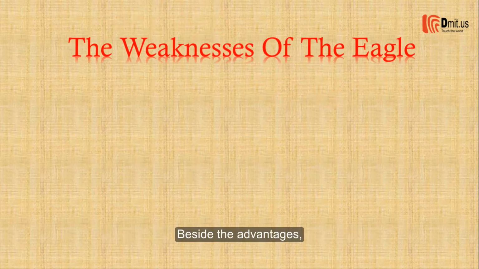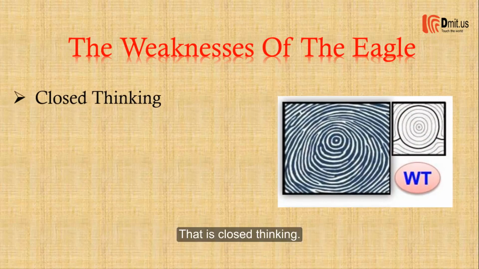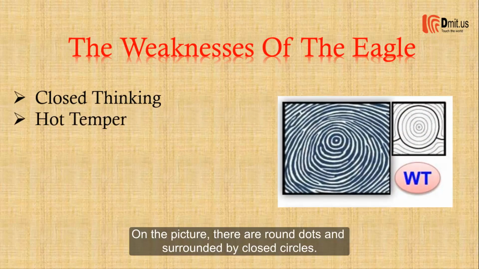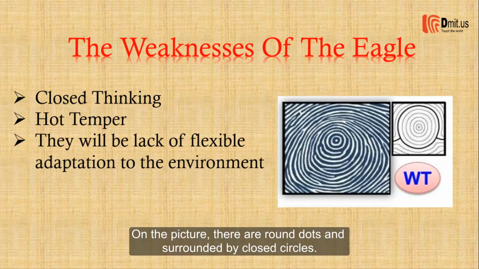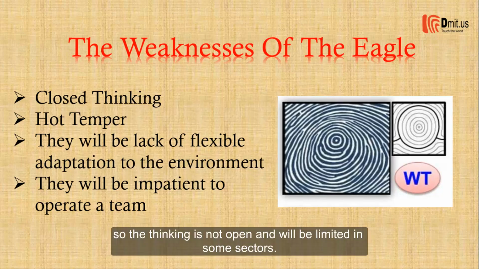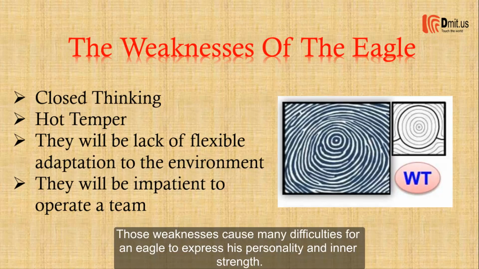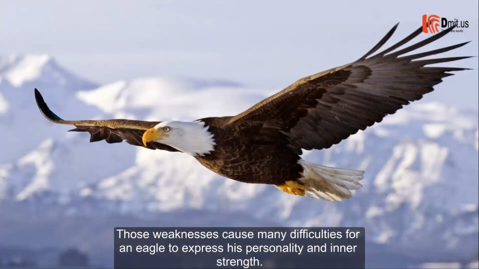Besides the advantages, there are some weaknesses of the eagle we easily recognize. That is closed thinking. In the picture, there are round dots surrounded by closed circles. That means the eagle only focuses on their own aspect, so the thinking is not open and will be limited in some sectors. They will lack flexible adaptation to the environment. They will be impatient when operating in a team because they prefer others to follow their plan rather than following others. Those weaknesses cause many difficulties for an eagle to express his personality and inner strength.